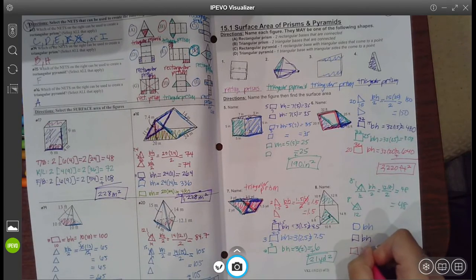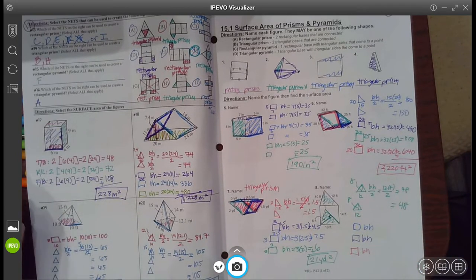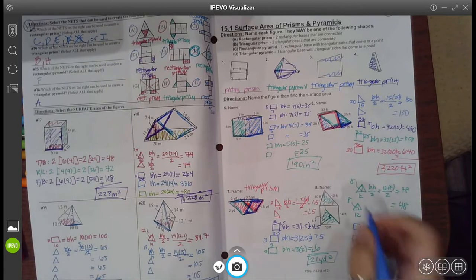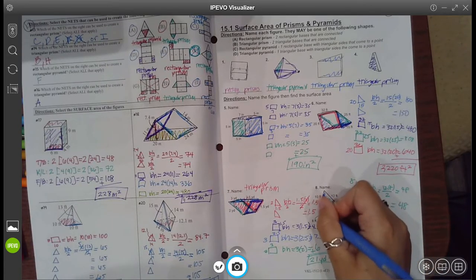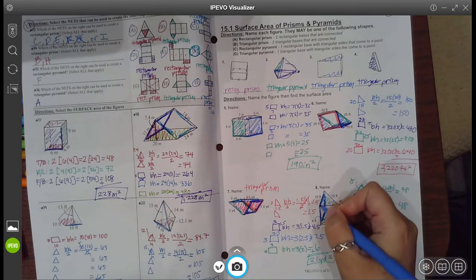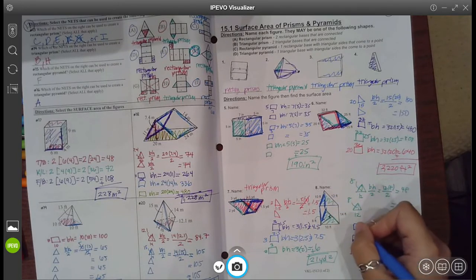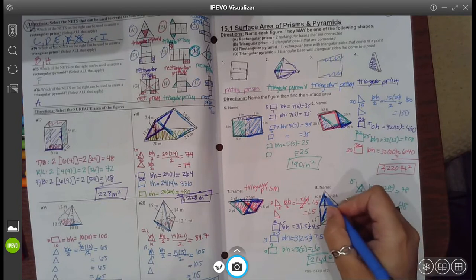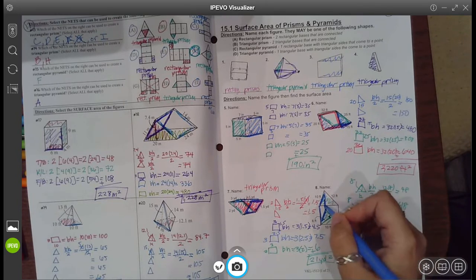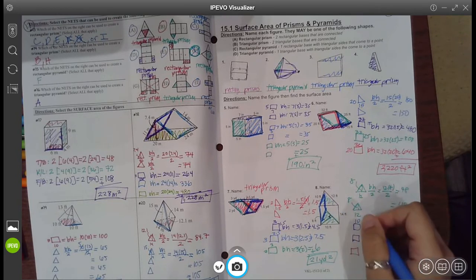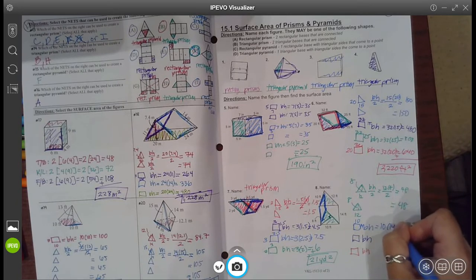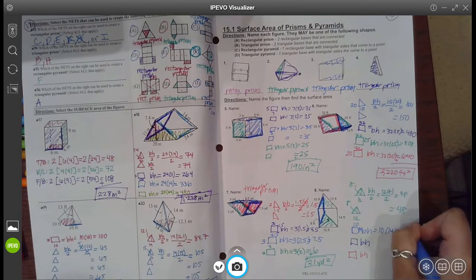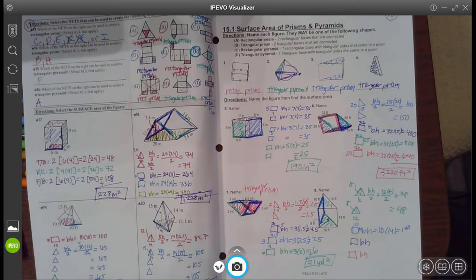Okay, do you see where those are hiding? I see one hiding off to the side right here. Okay, this side is 10. And I don't know this, but this is the same as this, so it's 10 by 14. So 10 times 14 is 140 for that rectangle. Sorry, that was written really badly.